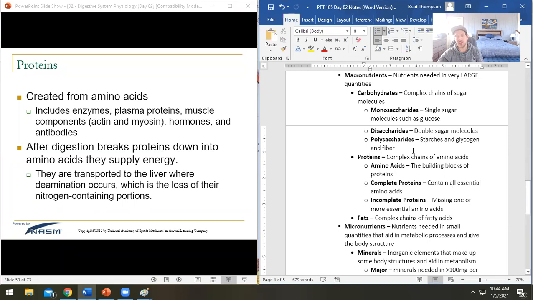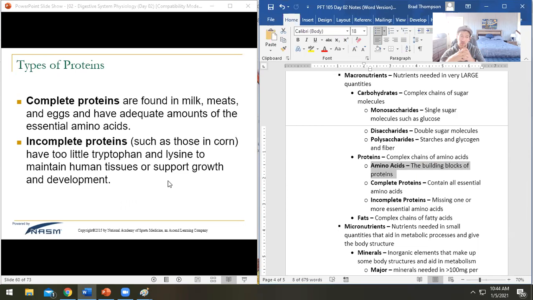Lastly, you've got proteins. Proteins are big, complex chains of amino acids. An amino acid looks just like a carbohydrate molecule, but it's got a little bit of extra nitrogen attached to it. And so when you attach a whole bunch of amino acids together, they form a protein.